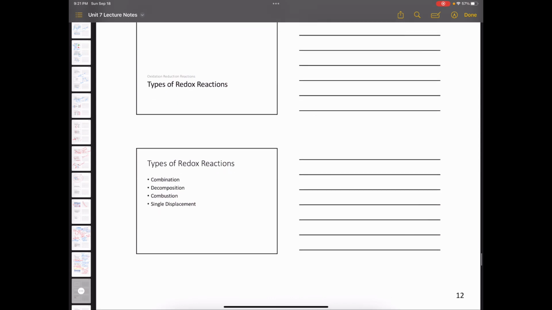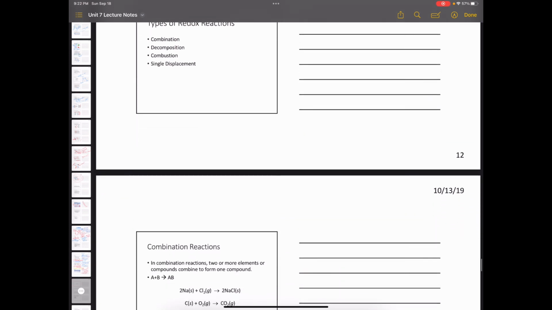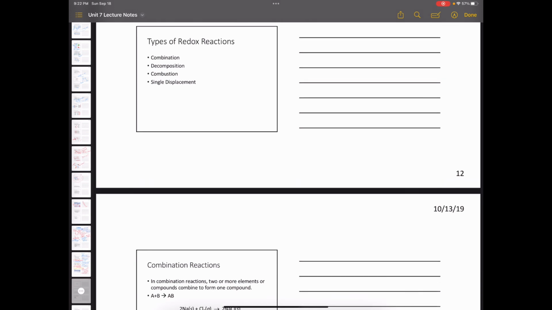When it comes to types of redox reactions, there is basically four types that I would like you to be familiar with, which is the combination reactions, decomposition, combustion, and single displacement reactions. Just like how we did the double displacement, now we're having the single displacement, and they are all considered redox reactions. In other words, if you were to calculate the oxidation numbers in this case, you'll find out there is an oxidizing agent, there is a reducing agent, that is a change in oxidation numbers between the reactants as well as the products.